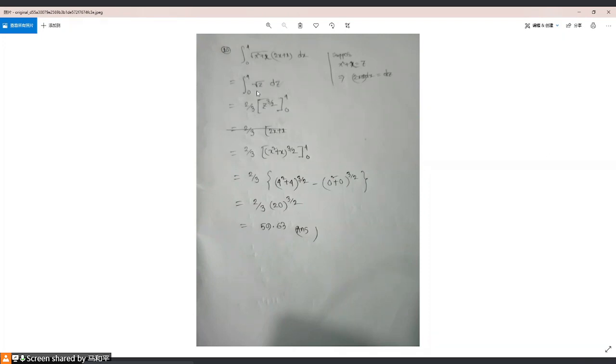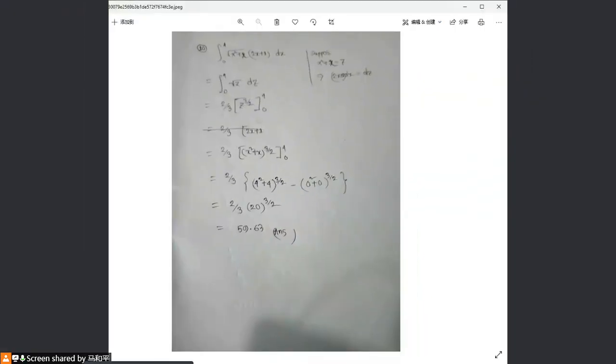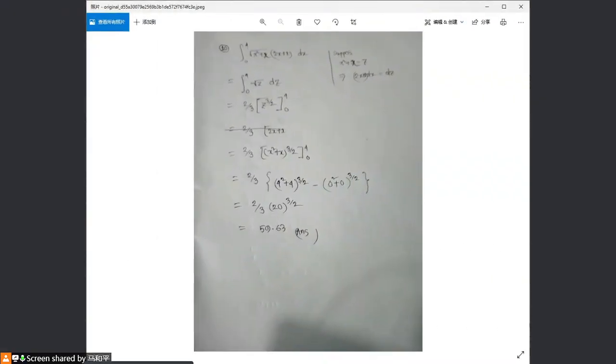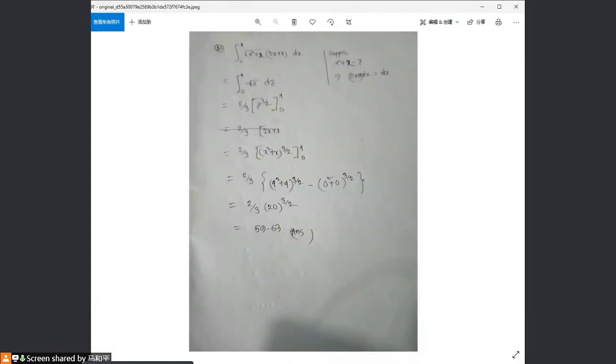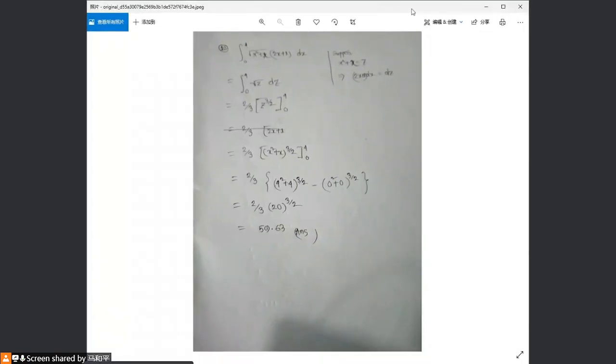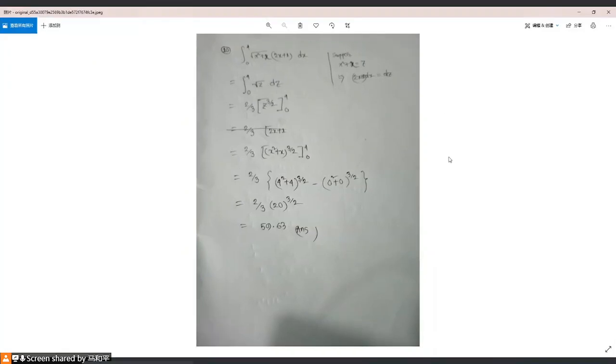Here, this is dz. We have this is 2 over 3 z to the power 3 over 2, from 1 to 4. And so, this is 2 over 3, with x at 4 giving 4 squared plus 4, and at 0 giving 0 squared plus 0. Okay? The final answer is what? It's different, let's see. Yes, it's about 60. 59.63. It's right.